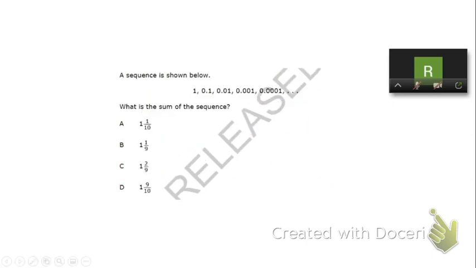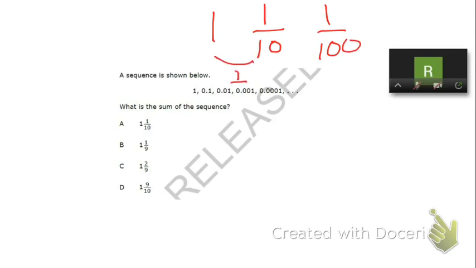Okay. Ooh, I like this one. What is the sum of the sequence? So we started off with 1, and then we went to 1/10. Then we went to 1/100th. I'm going to change this into fractions. So what we're multiplying by each time is 1/10.